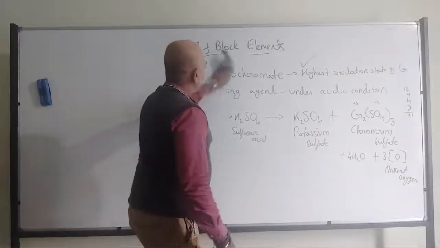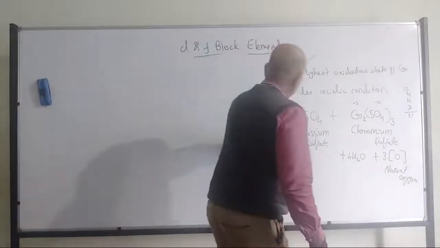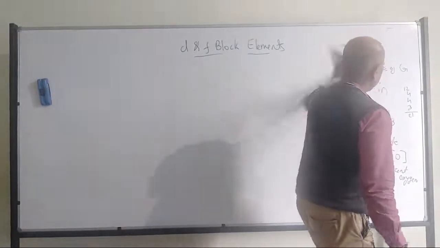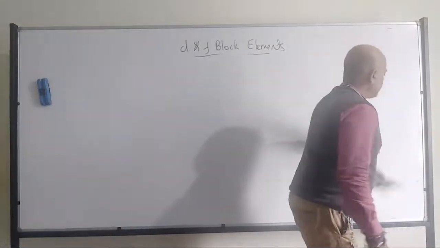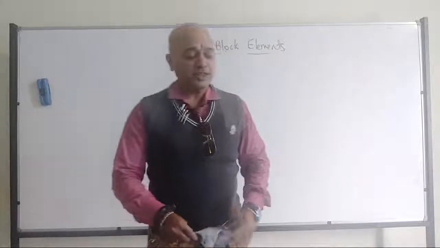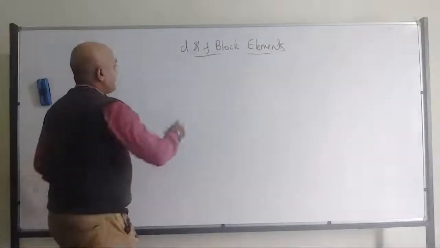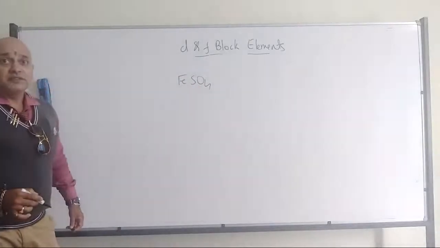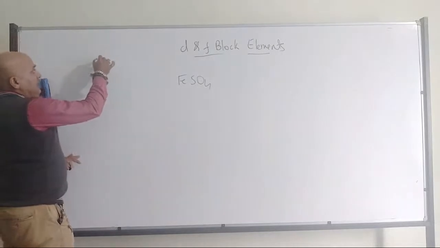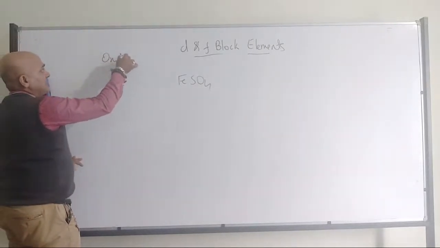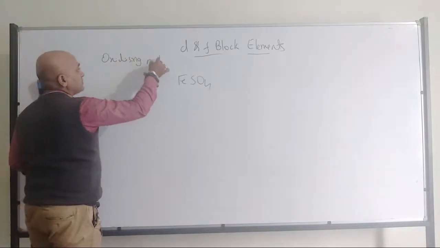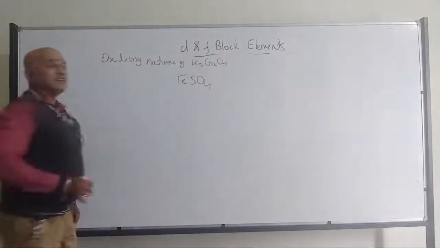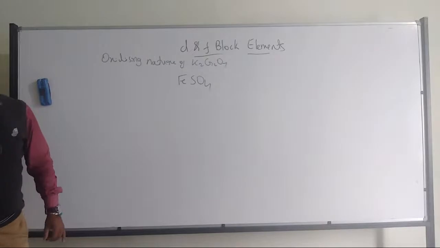Fine? So we will go with one reaction to prove the oxidizing character of dichromate under acidic condition. See, for example, we have one of the molecules. Now what we are going to write? We are going to write the chemical reaction which proves the oxidizing nature of K2Cr2O7. So that's what we are going to discuss now.